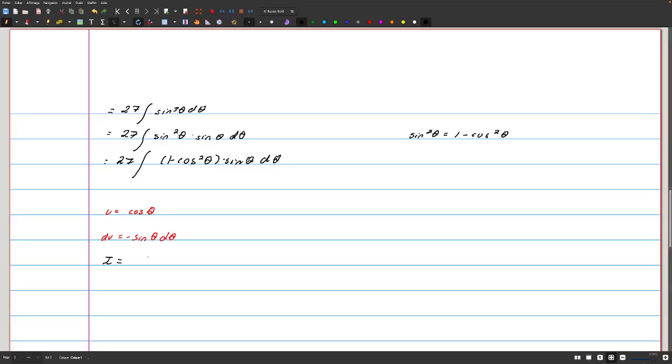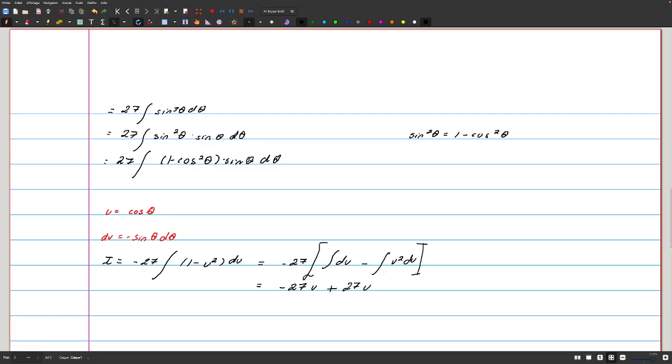which means that our integral will just now be equal to negative 27 integral of 1 minus u squared. And we put a bracket right here, remember, because we're applying the du to both of these things. With the property of the integral, we can separate the integral into two pieces. So minus 27 integral of du minus the integral of u squared du, which is just equal to minus 27 u plus 27 u cubed over 3 plus c.